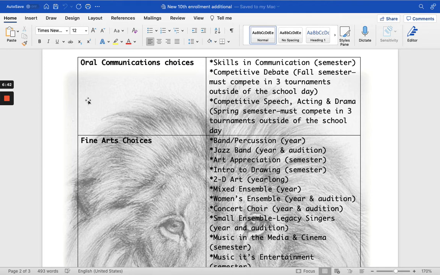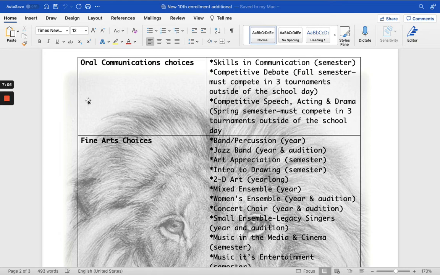The second option is Competitive Debate. This occurs in our fall semester. This is what we call a co-curricular class, because you have a class in school during the day, but then you also must go compete in a minimum of 3 tournaments outside of the school day. So you'll have a debate partner, you will do some research on the debate topic, and then you will go out and compete against other schools.